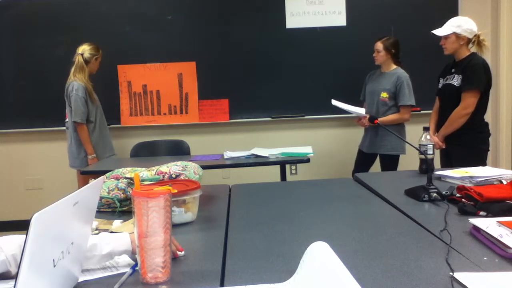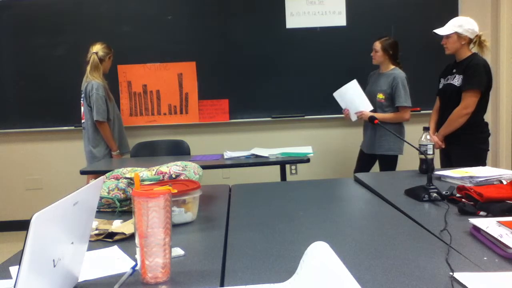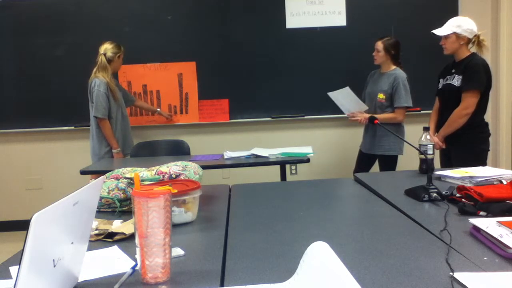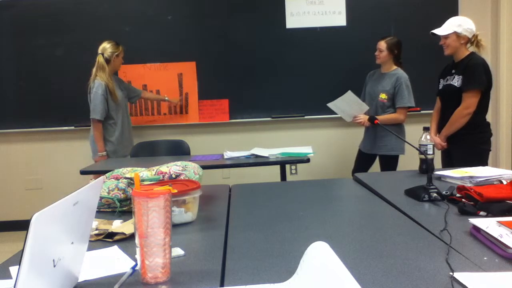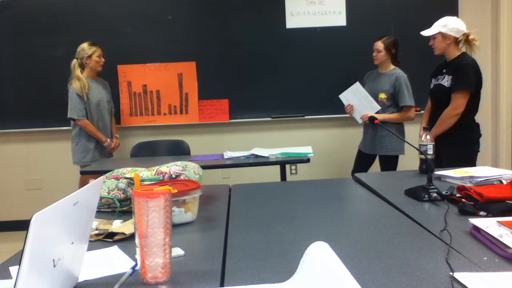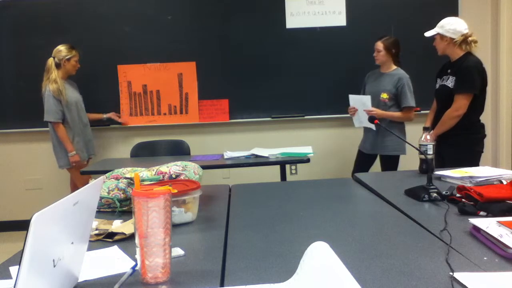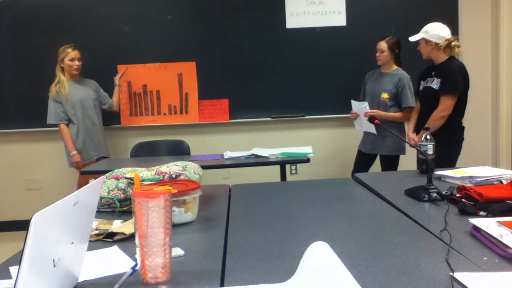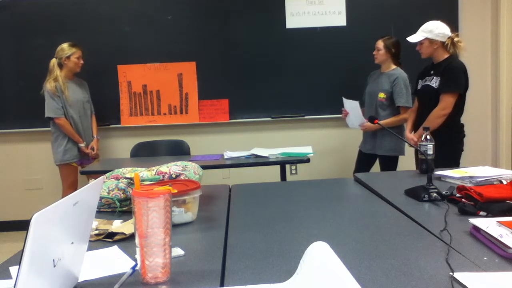Student 7 only watched 2 hours of TV. Student 8 watched 6. Student 9 watched 5. Student 10 watched 16, got a lot of time. And student 11 watched 9 hours of TV also. So that's pretty much the bar graph. It basically just tells you in a bar how much TV that each student watched.